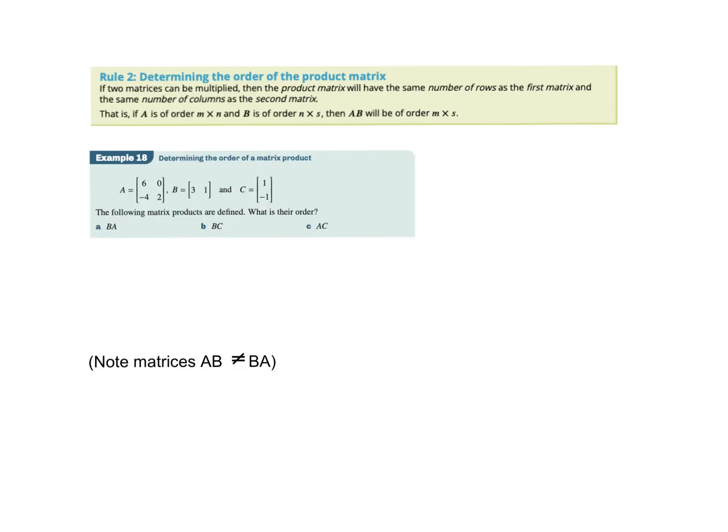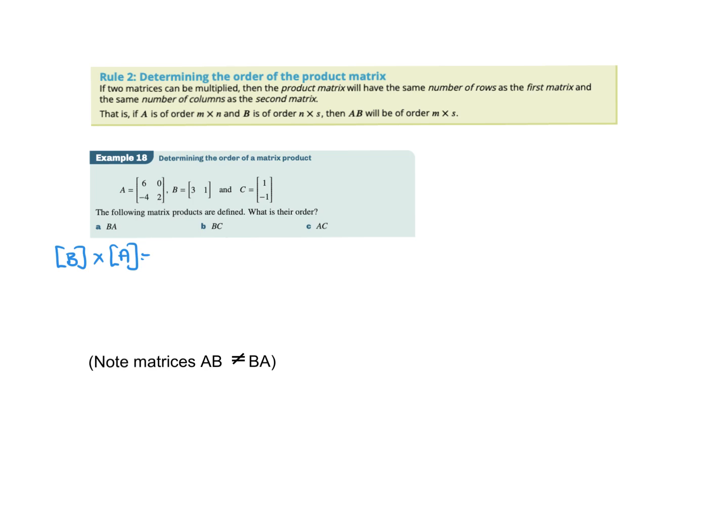Okay, if we look at this next question, where they're asking us, are they defined? And then what would the order of their answer be? So what you often see is here we're going to do B times A. So first you're going to check that they're defined.